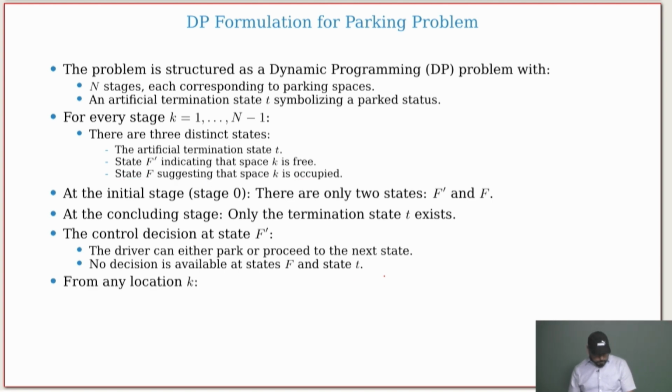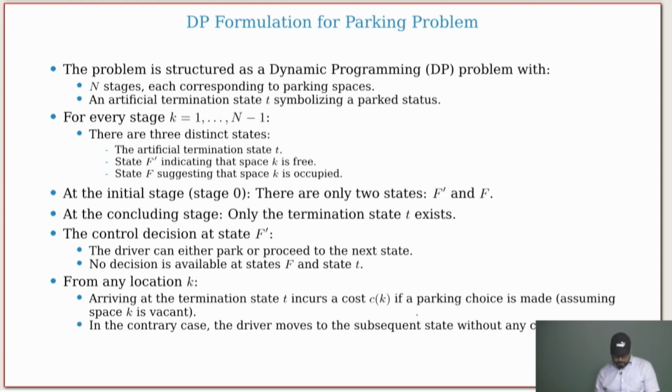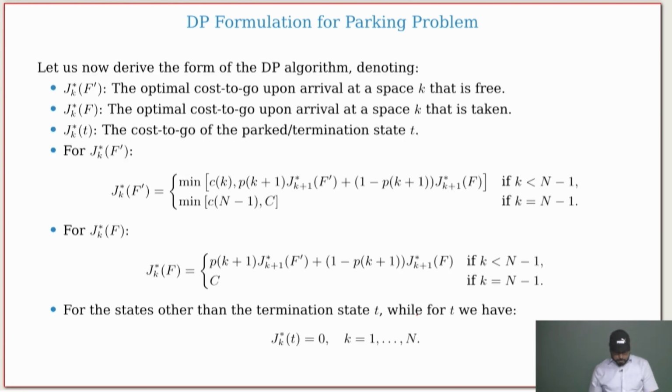So from any location K, arriving at the termination state T incurs a cost Ck. We are repeating this. If a parking choice is made, assuming that K is vacant. In the contrary case, the driver moves to the subsequent state without any cost. At the final stage, the driver is compelled to park. That's the final case we already mentioned before. So this is the DP form with the notations we have.